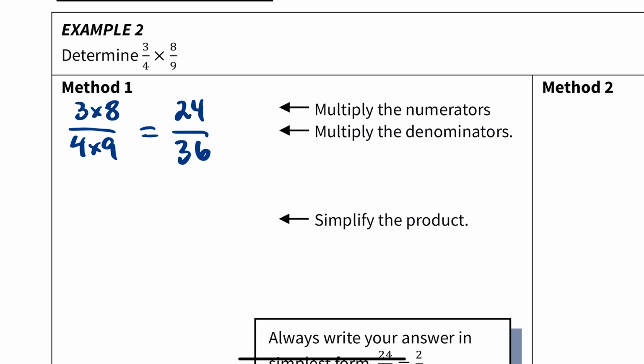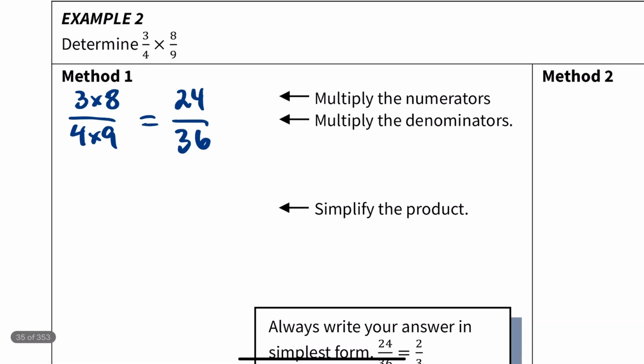Okay, but again, we may need to reduce the fraction into lowest terms. Simplify. So what's the greatest common factor between 24 and 36? Well, you can work that out separately. But here I'm just going to tell you the greatest common factor is 12. Okay, and how do I get 12? Work out the factors like we did in the previous example.